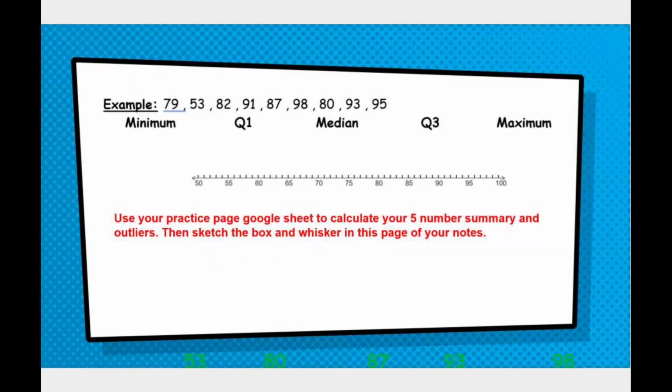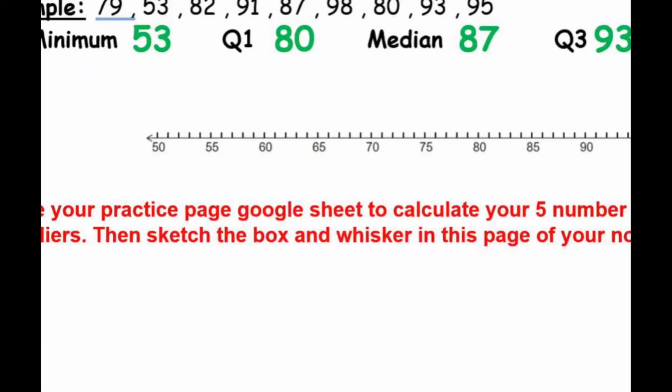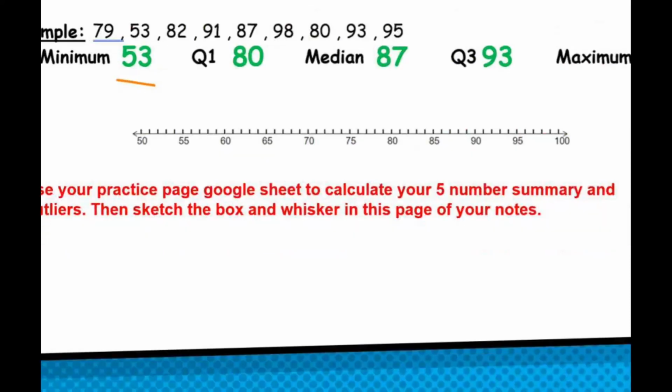Okay, let's look at this one real quick. If you go into your practice page on your Google spreadsheet and type in the following numbers, you should be able to get these for your 5-number summary. And then when we plot those on here, I know that there's an outlier, and it's this 53, but I don't know what the threshold was off the top of my head because I don't have my sheet with me as I'm recording this video.